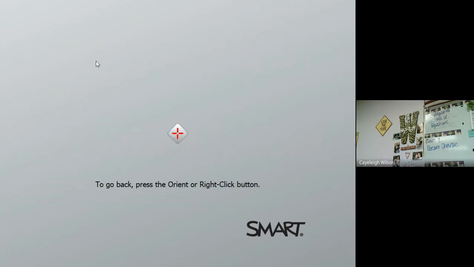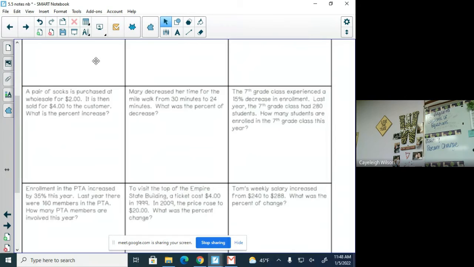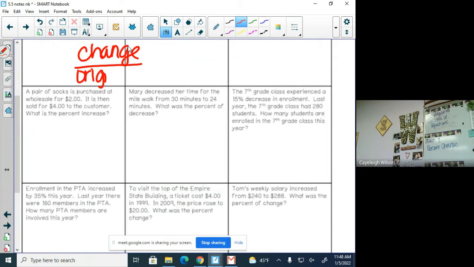But anyway, at the top of your paper, you have that formula. Change over original equals the percent over 100. So change over the original, and remember the original is that starting amount, the beginning amount. Whatever that price was first is always the starting original amount. I'll leave this up here probably for the quiz as well. Everything's about the percent for the rest of this unit.